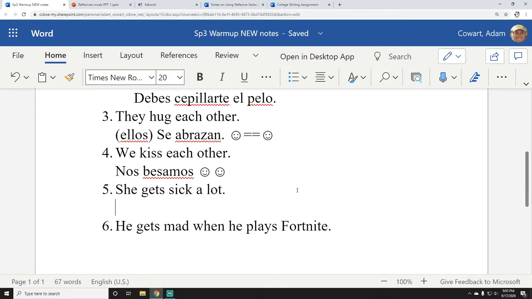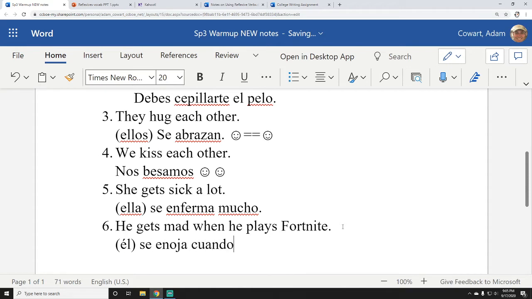All right, she gets sick a lot would be ella se enferma mucho. Because really, this is something that is happening within herself. She becomes sick, se enferma. Okay, and he gets mad when he plays Fortnite. Él se enoja cuando juega Fortnite. And who does it? Él se enoja cuando juega Fortnite. He gets mad, she gets sick. Get married, get up, get down. Okay, all those get things are these little reflexive things most of the time.